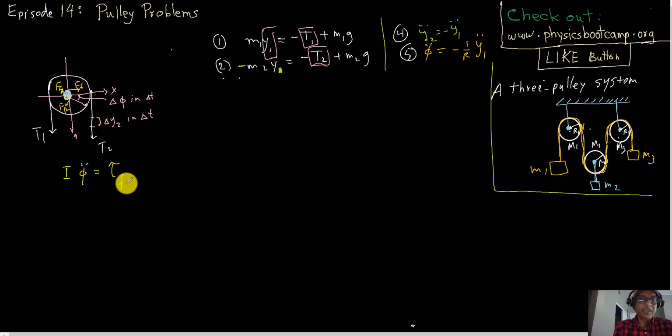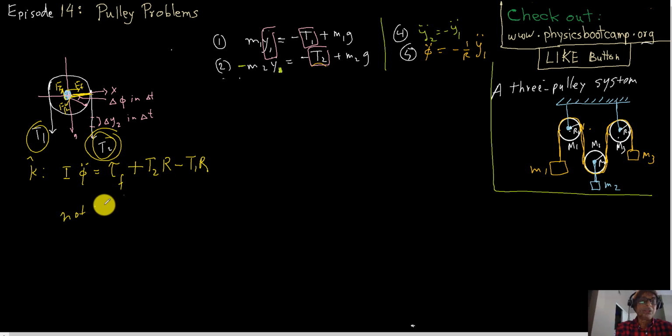Okay, so for the friction part, I originally got excited and forgot about these other forces, the torques from these forces. So we are looking at the k-hat direction using the right hand rule. The torque from this will be this radius times this, and with the right hand rule it is going to be in the z direction. So that's going to be T2 R, and T1 R.